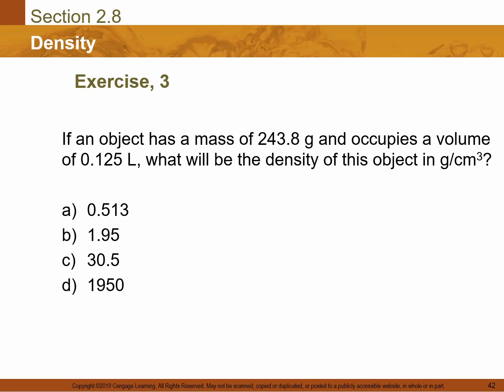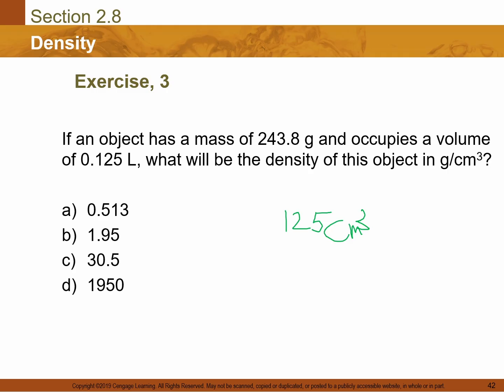All right, and then this last exercise is going to combine the unit conversions we just did and density. The object has a mass of 243.8 grams and a volume of 0.0125 liters, but the requested density is in grams per cubic centimeter. So we need to convert the liters to milliliters and use 1 milliliter equals 1 cubic centimeter, giving us 125 cubic centimeters. So let's write that down. 125 cubic centimeters. Woof. I'm going to get better at writing with this mouse.